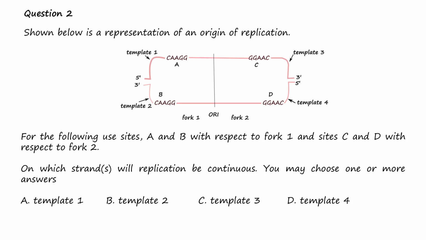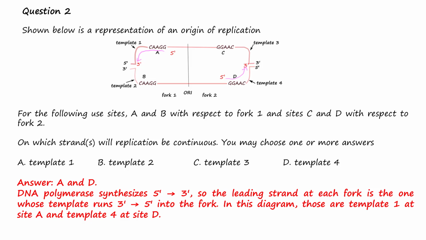Question 2. Shown here is an origin of replication with two forks. Consider sites A and B relative to fork 1 and C and D relative to fork 2. Which template strands are replicated continuously? A template 1, B template 2, C template 3, or D template 4. You may select one or more answers. The answer is A and D. DNA polymerase synthesizes 5' to 3', so the leading strand at each fork is the one whose template runs 3' to 5' into the fork. In this diagram, those are template 1 at site A and template 4 at site D.